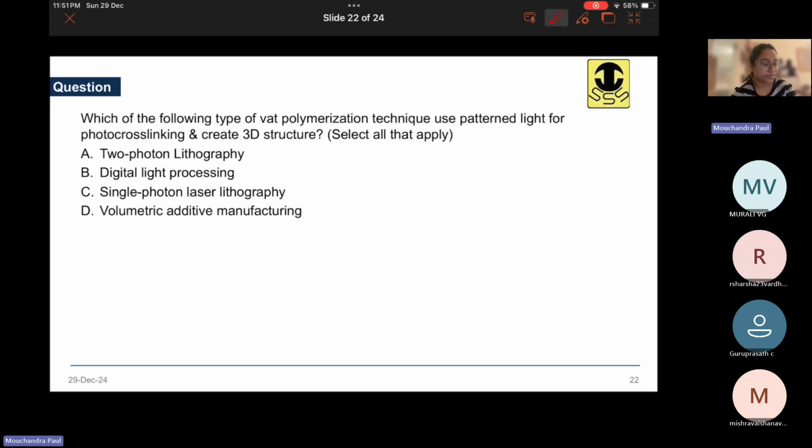Okay. So let's proceed with this question that is on your screen right now. Which of the following types of wet polymerization technique use patterned light for photocross-linking to create a 3D structure? You have to select all that apply, meaning more than one option is correct here.